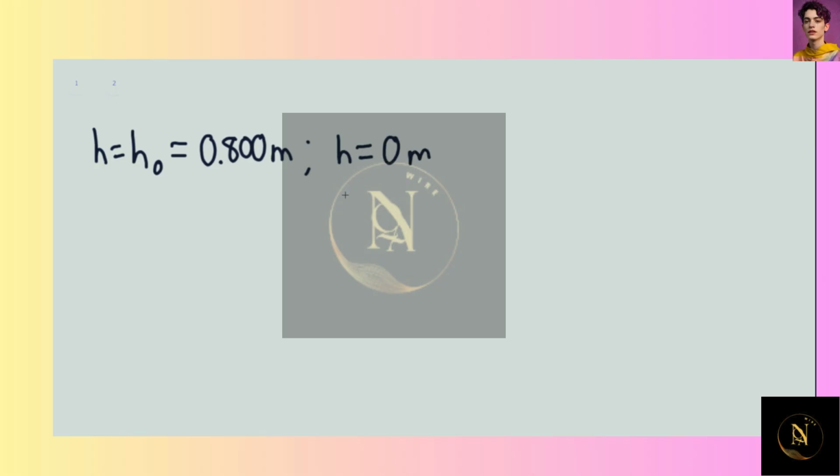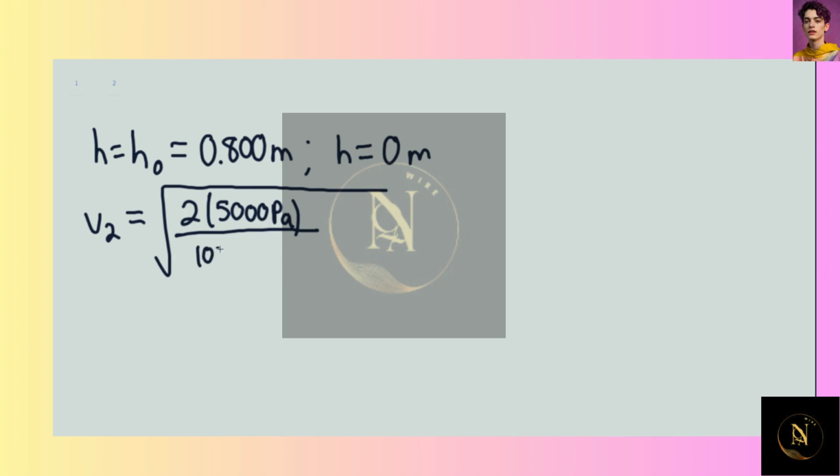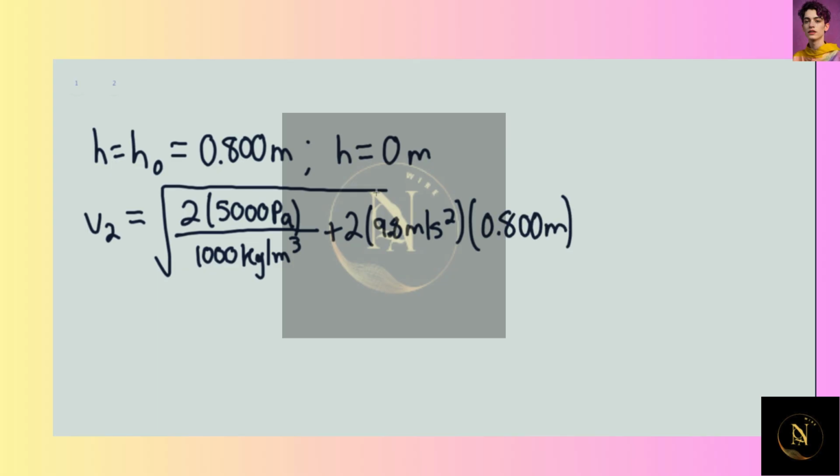So we can then substitute and say v sub 2 is equal to the square root of 2 times 5,000 pascals divided by the density, 1,000 kilograms per cubic meter, plus 2 times 9.8 meters per second squared, multiplied by, again, 0.800 meters. Evaluating the square root, this equals 5.07 meters per second.